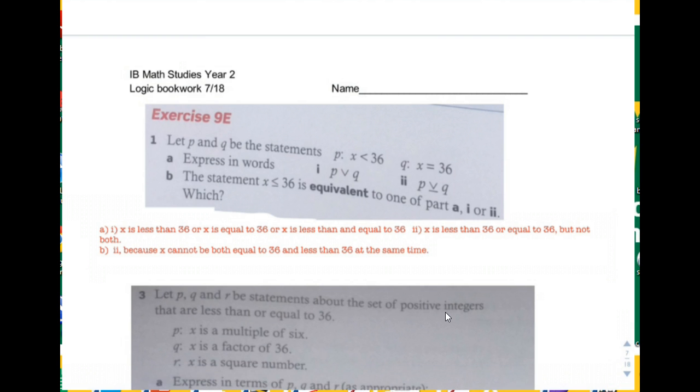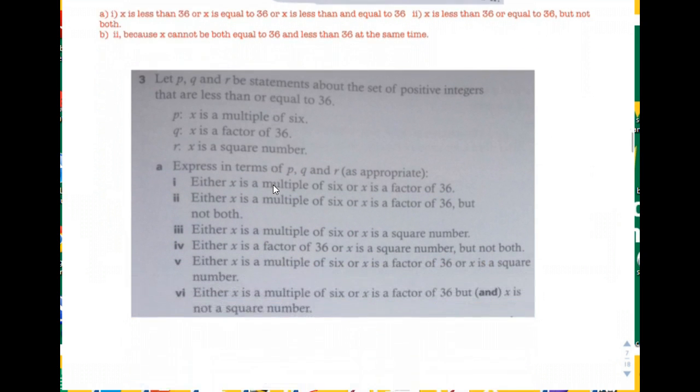When you say less than or equal to 36, which is this symbol here, what you're actually saying is less than 36 or it's equal to 36, but not both. Okay? All right. Let's go on to number 3.